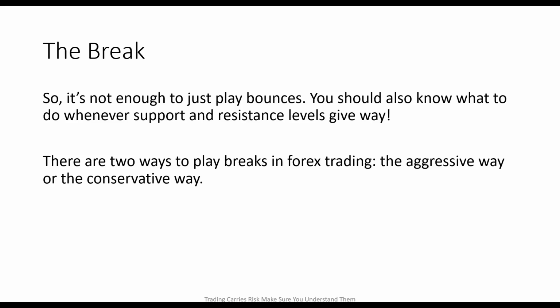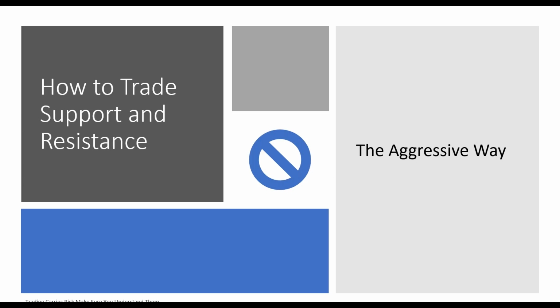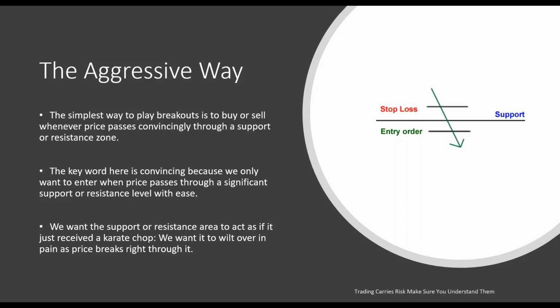So you have one, which is the bounce when it hits the support level and bounces off of it. The other is how to react when it breaks. So now there's two ways to deal with a break. There's the aggressive way and a conservative way. So for the aggressive way, the simplest way to play breakouts is to buy or sell whenever the price passes convincingly through a resistance or support zone.